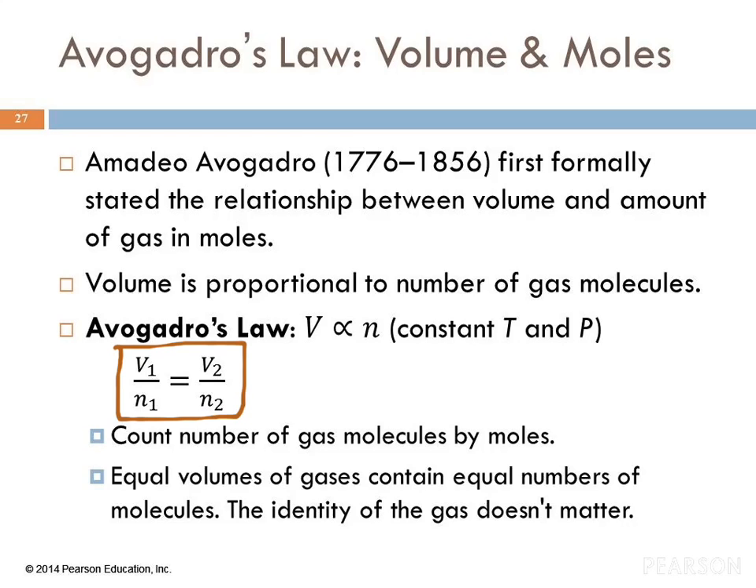And some students find this a little disturbing. If I have 2 balloons, same volume, same temperature, same pressure, they will have the same number of moles of gas, even if one is argon and one is helium. One's a really big atom and one's a really small atom. The reason is that in a gas there's so much empty space that the actual size of the gas particles doesn't matter at all.